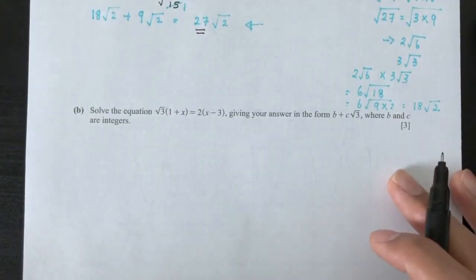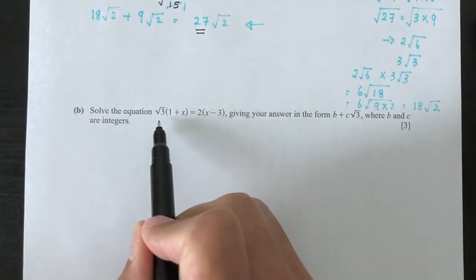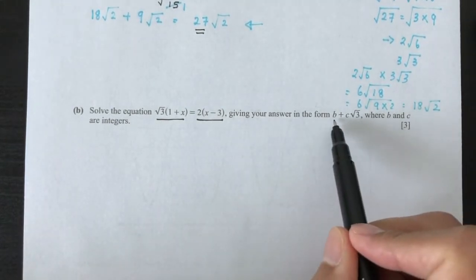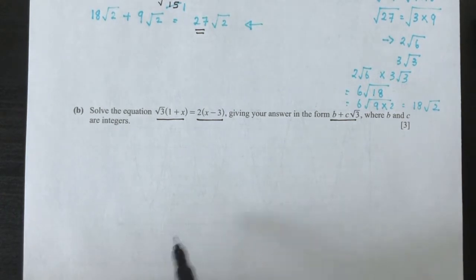Now for part B, we have to solve the equation, this equal to this, giving your answer in terms of this, where B and C are integers.